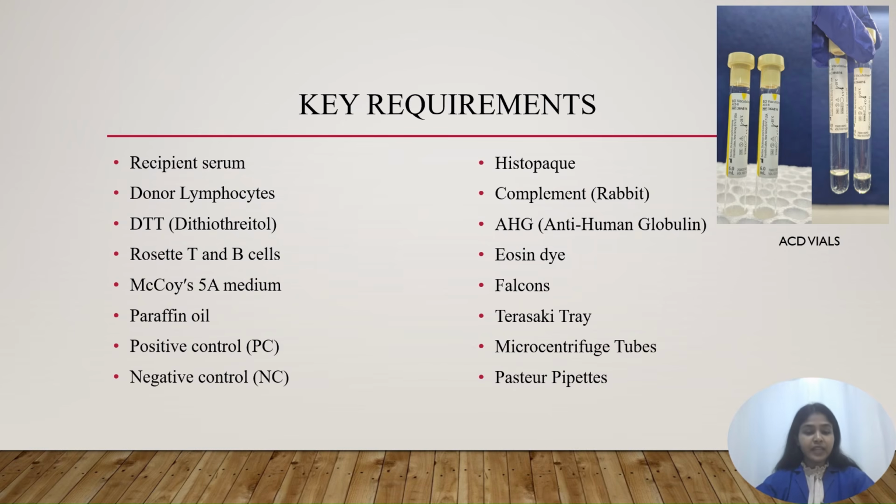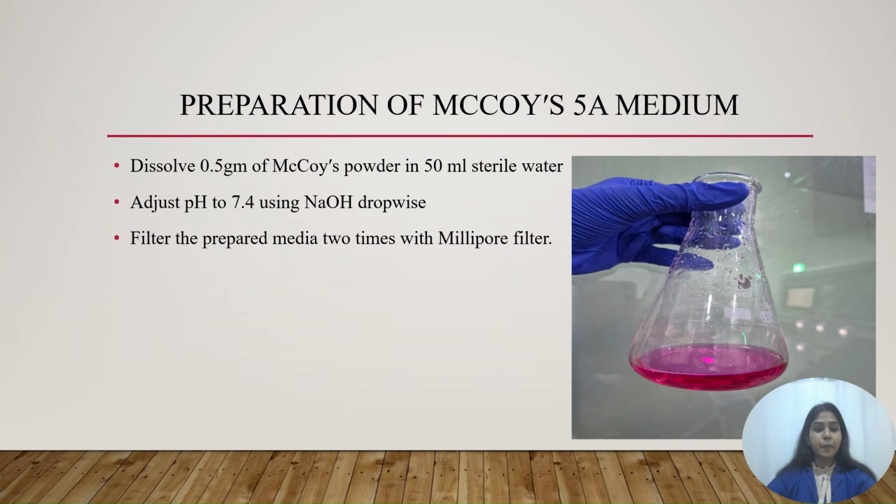Next we have recipient serum, donor lymphocytes, DTT, that is dithiothreitol, rosette T and B cells, McCoy's 5A medium, paraffin oil, negative control, positive control, histopac, complement, AHG, eosin dye, falcons, Terasaki tray, microcentrifuge tubes, and Pasteur pipettes.